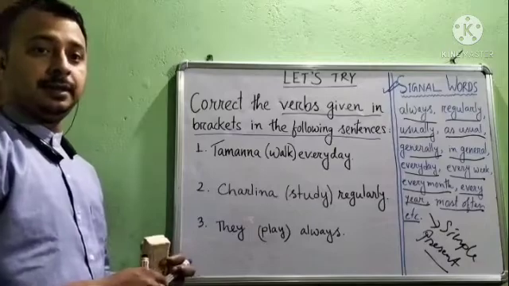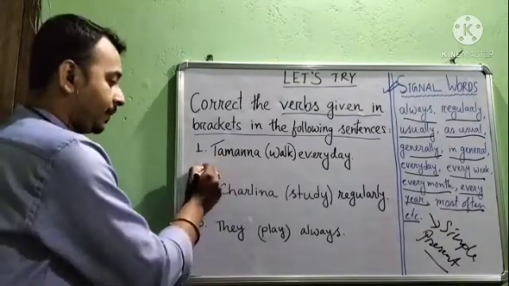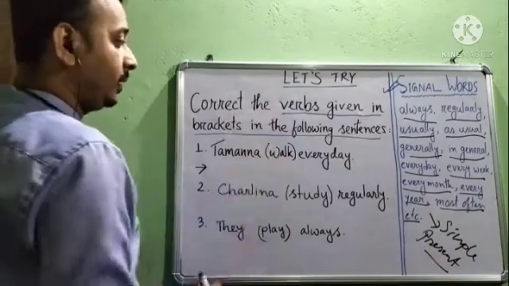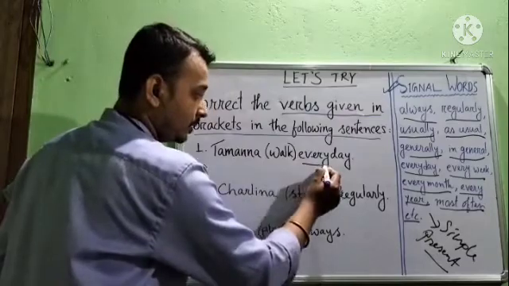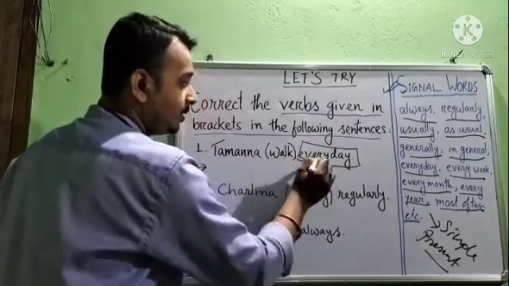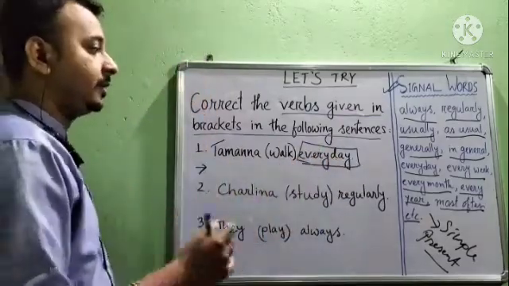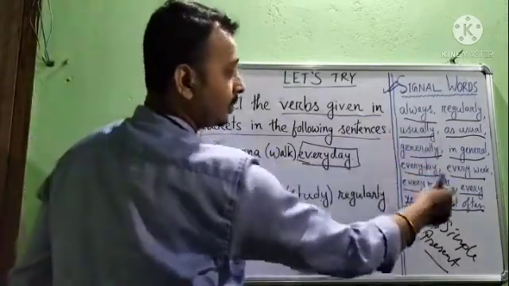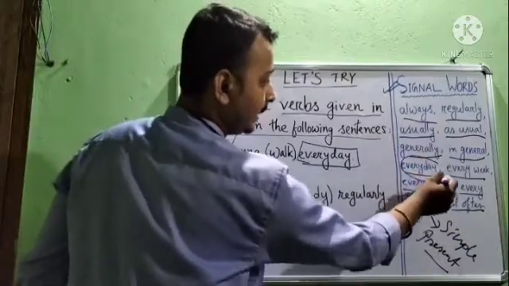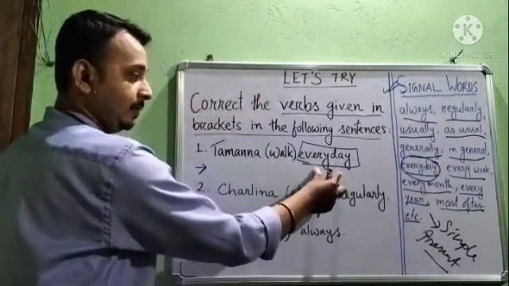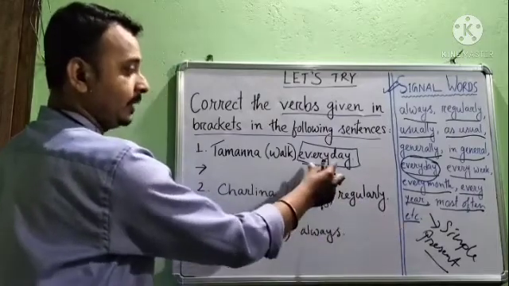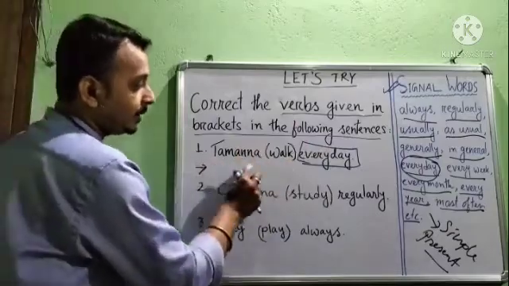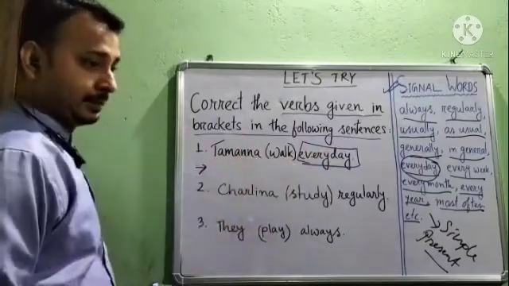simple present tense. Okay, let's see this one. Tamanna walk every day. What is the signal word here? The signal word every day is here. That means every day is signaling us the tense. What tense is this word signaling? Simple present. You see the list, every day is here or not? It is here, every day. That means the signal word every day is a simple present tense word. So we have to write the sentence completely in simple present tense.